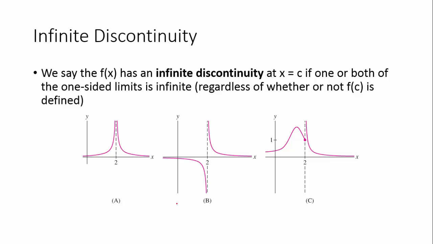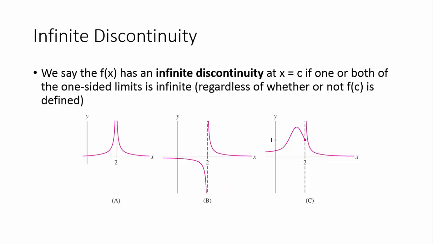Now, we have one other type of discontinuity, and we've seen this one before. This is the so-called infinite discontinuity. This exists if one or both of our one-sided limits is infinite. Remember, we talked all about this. The limit does not exist because as you go towards one side of C, the graph goes out towards either positive infinity, as in the case of graph A, or negative infinity, as in the case of B.